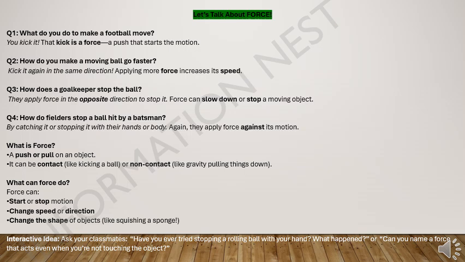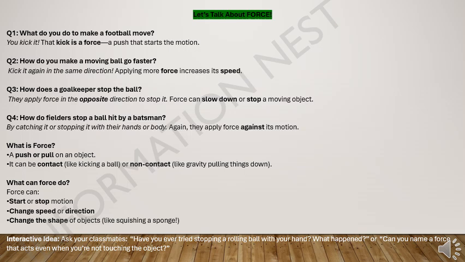So, what exactly is force? Force is simply a push or a pull on an object, and it comes in two types: contact force, for example, kicking, pulling, or catching; and non contact force, like gravity pulling us down to earth. And here is what force can do: it can start or stop motion. It can change speed or direction. It can even change the shape of an object, like when you squeeze a sponge.